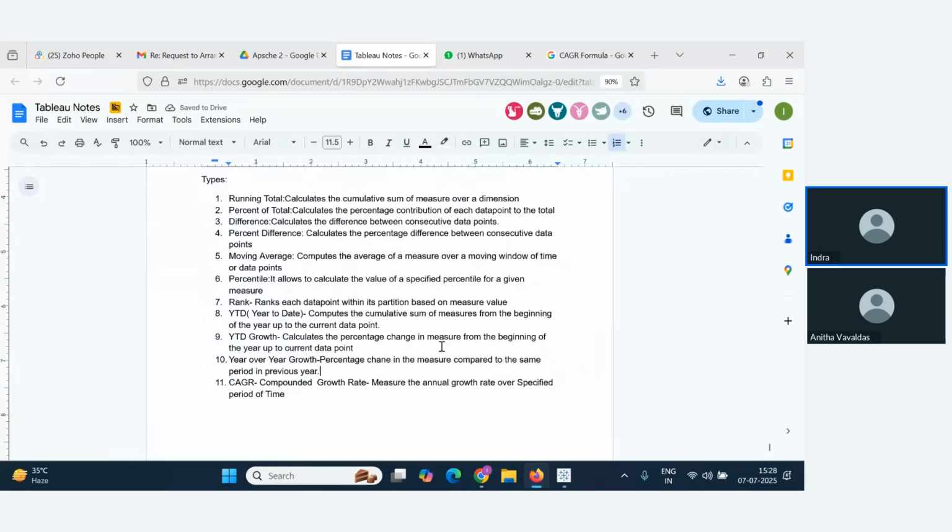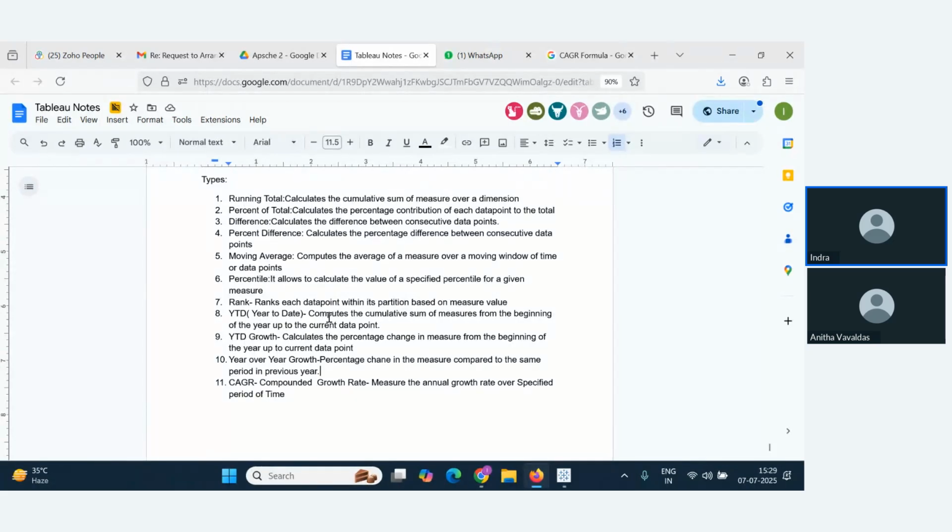So we have seen 11 quick table calculations. First is running total. It calculates the cumulative sum of measure over the dimension, then percent of total. It calculates the percentage contribution of each data point to the total. Then difference, where it calculates the difference between consecutive data points. Percentage difference, it calculates the percentage difference between consecutive data points. Moving average, it computes the average of the measure over the moving window of the time or data point. Percentile, it allows to calculate the value of specified percentile for a given measure. Ranks, it ranks each data point within the partition based on the measure value.